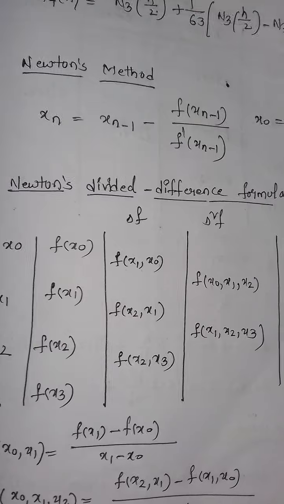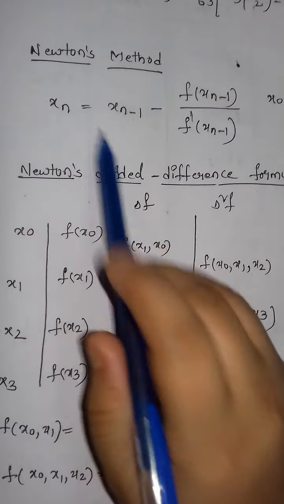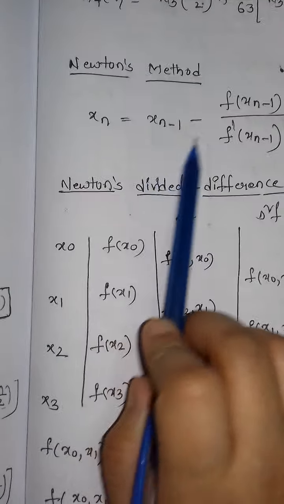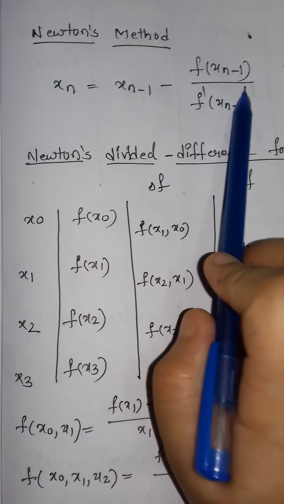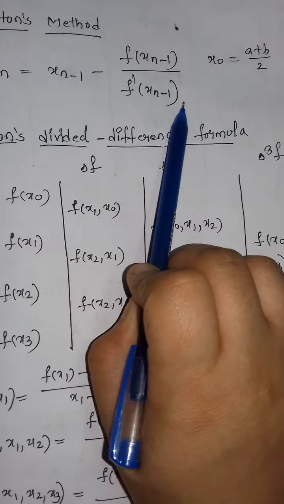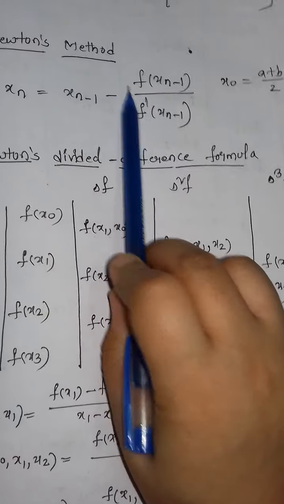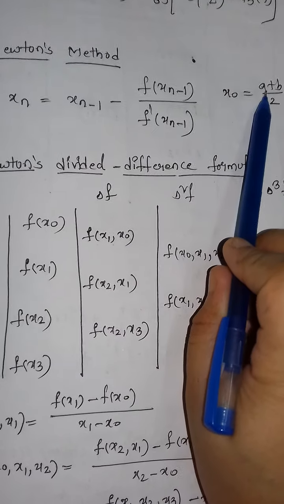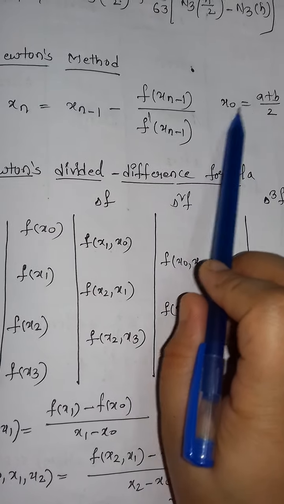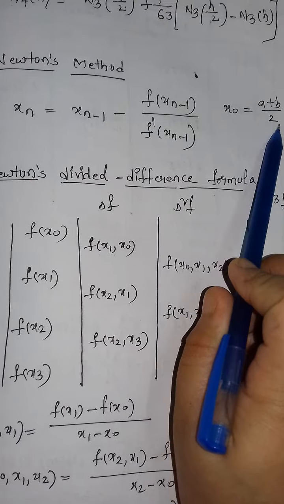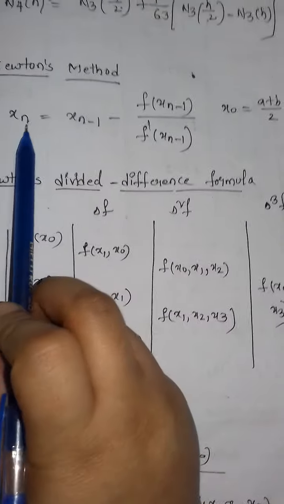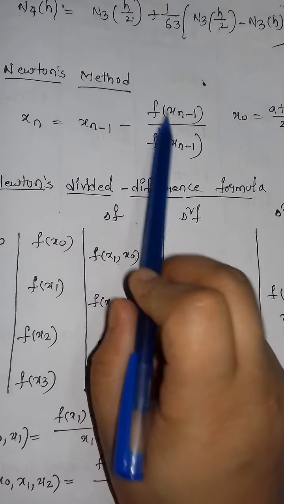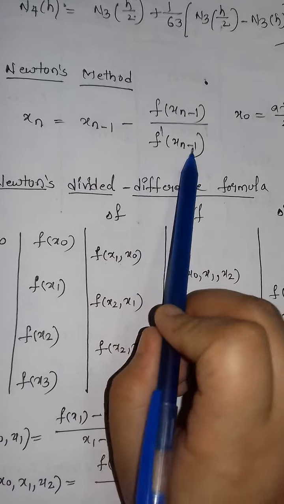Now we will go through Newton's method. Here for Newton's method, just use this formula: xn equals xn minus 1 minus f of xn minus 1 by f dash of xn minus 1. f dash is the derivative of f of xn. For x naught, they will give you a, b values, so for x naught you will take a plus b by 2. If you want to find the value of x1, you need to write x naught value minus f of x naught value by f dash of x naught value.